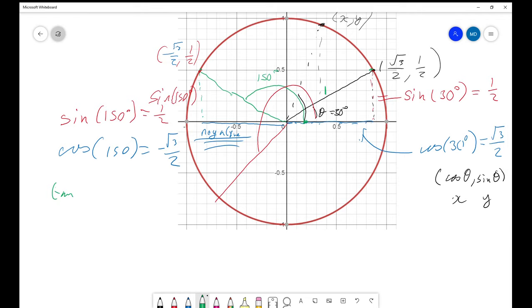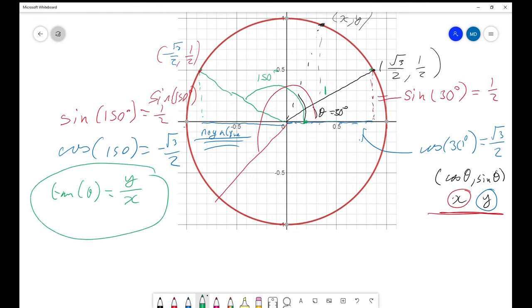So tan of theta is going to be defined as the y divided by the x. So just like we've got here, our cosine is defined as x, our sine is defined as y, and our tangent is defined as y over x. And now we've got a definition for every single trigonometric ratio. And now we can use a circle to work it out.